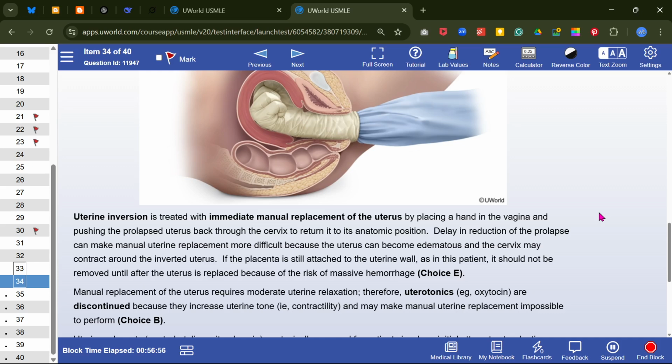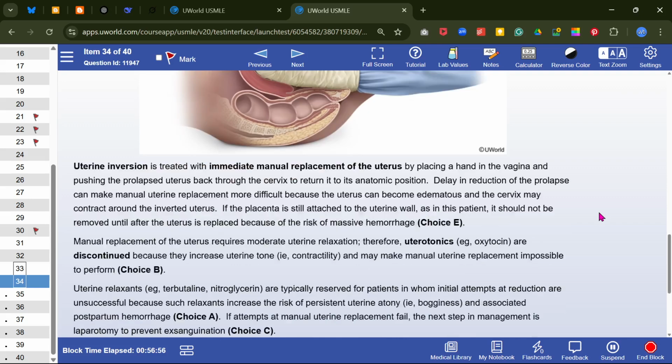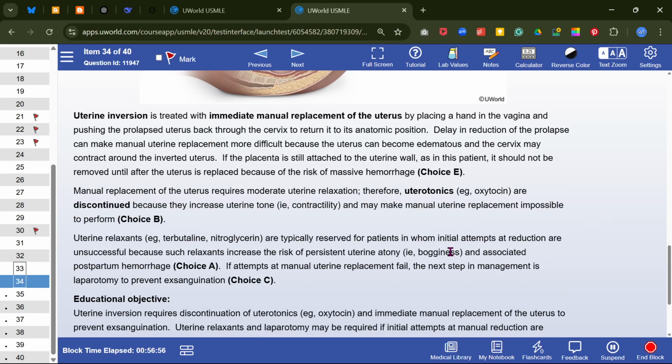Manual replacement of the uterus requires uterine relaxation, and therefore uterotonics such as oxytocin are discontinued because they increase uterine tone and contractility and may make manual uterine replacement impossible to perform. Uterine relaxants such as terbutaline are typically reserved for patients in whom attempts at reduction are unsuccessful because such relaxants increase the risk of persistent uterine atony and associated PPH. If attempts at manual uterine replacement fail, the next step is laparotomy to prevent exsanguination.